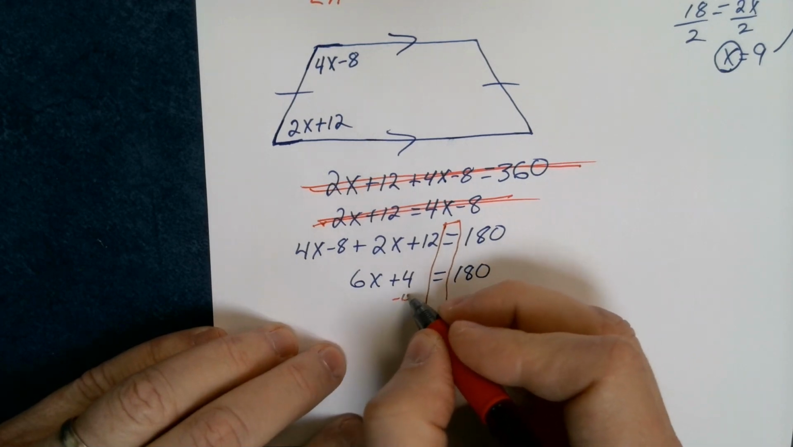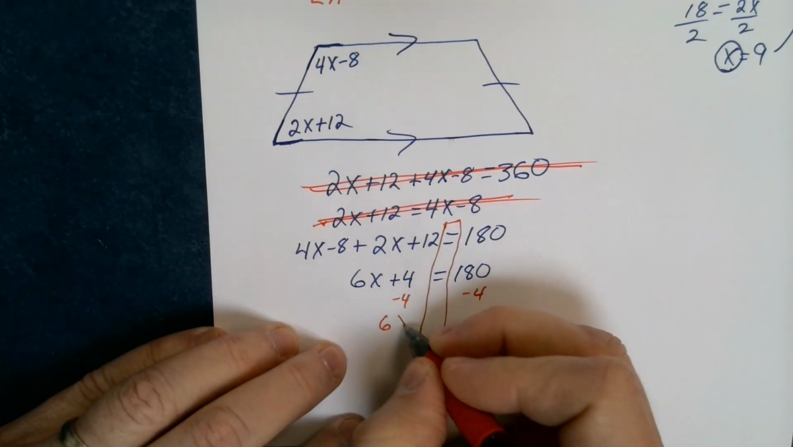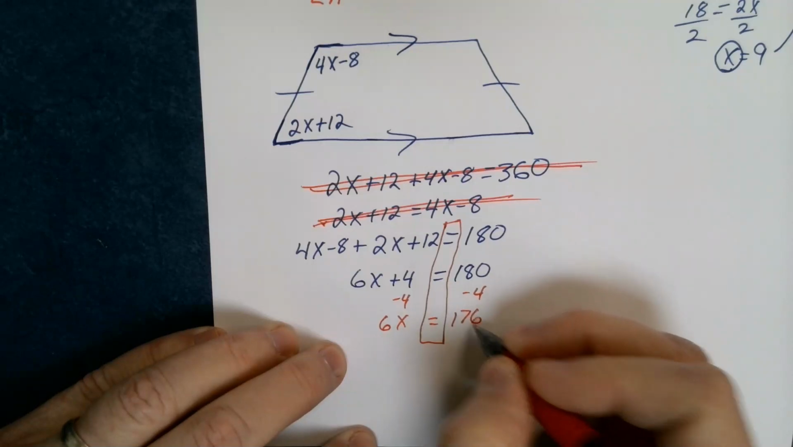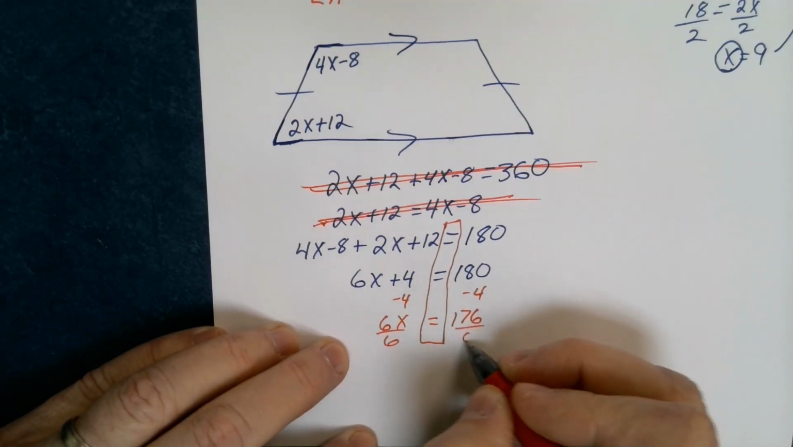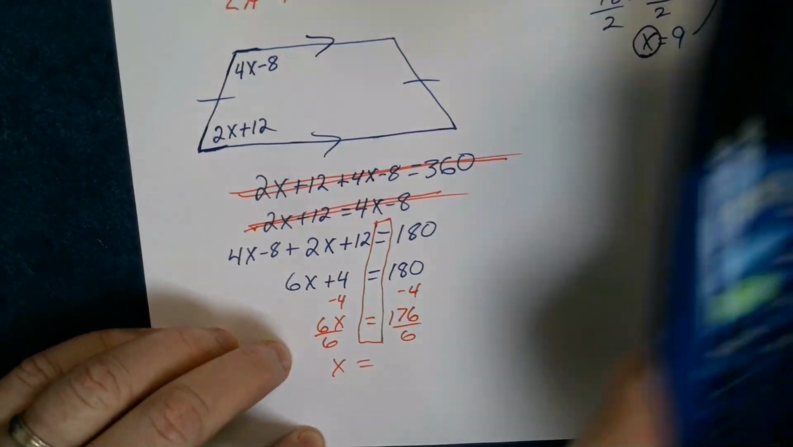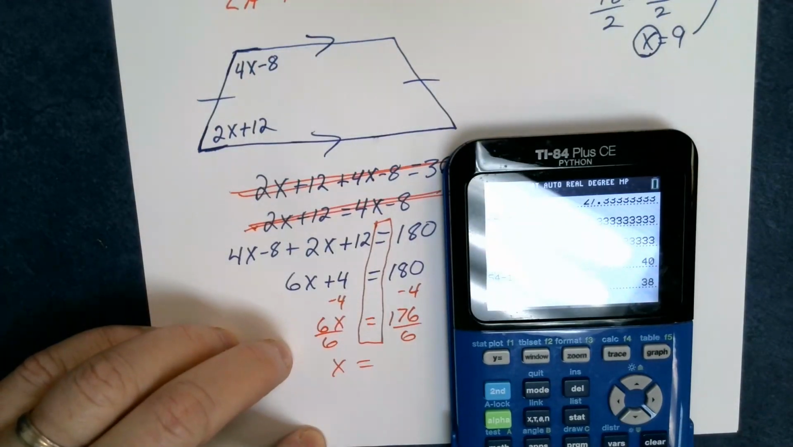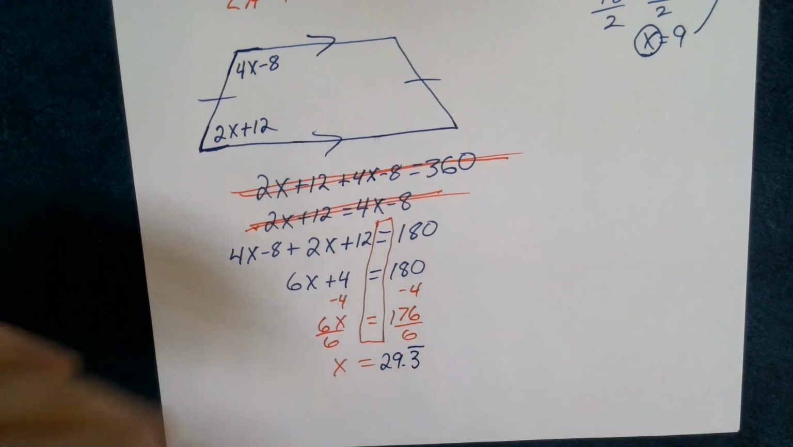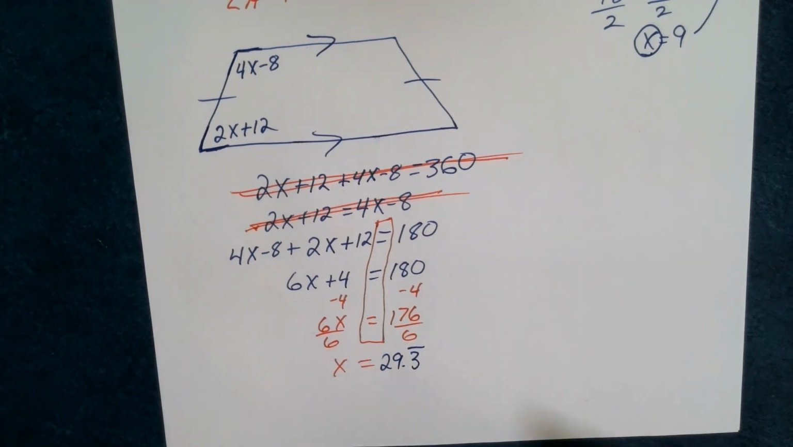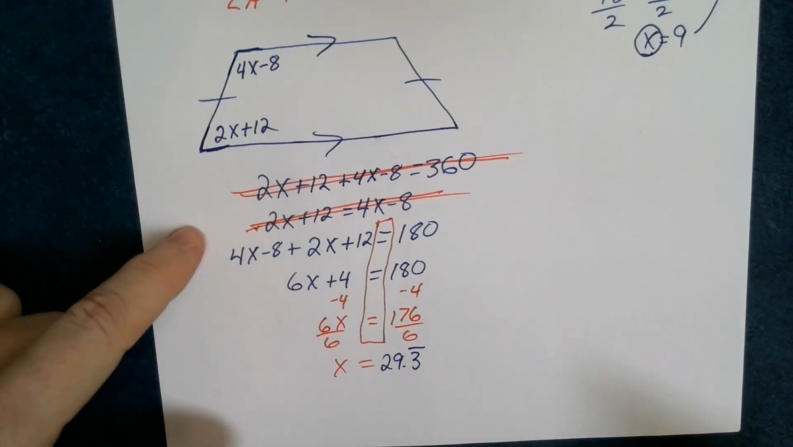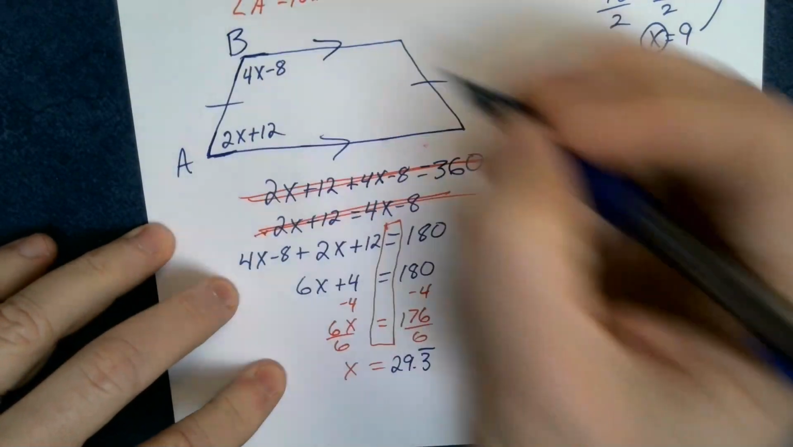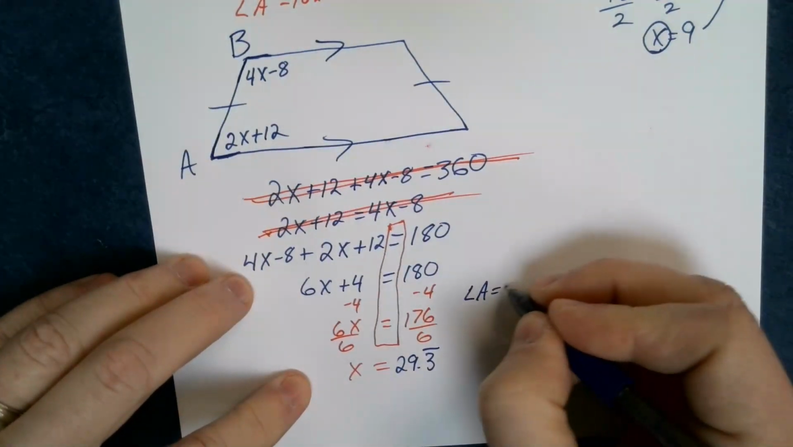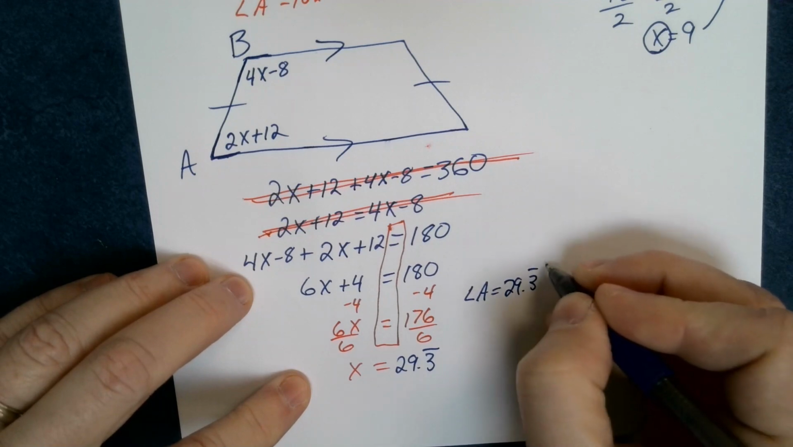So now I do minus 4, 6x equals 176, divide by 6, and x equals, and I go to my handy dandy calculator, so 176 divided by 6, I get 29.3 repeating. So not the best number to work with, but it's what it is. Now, does that mean that angle A, this is angle B, that angle A equals 29.3 repeating degrees?